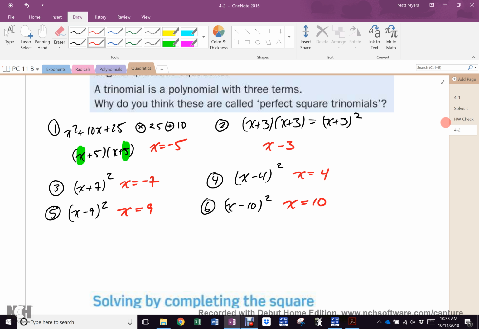So, if your equation looks like this, x squared plus or minus some coefficient with an x, possibly a y, plus or minus y squared, if these are perfect squares, right? Then you know this might work, yes?